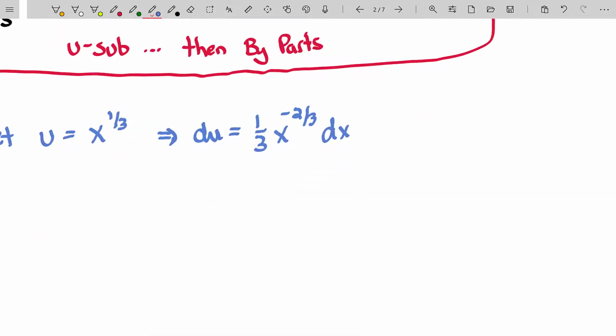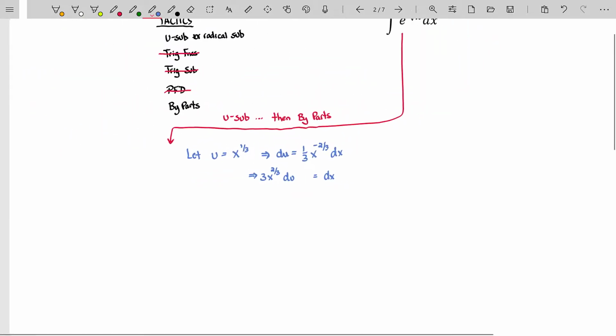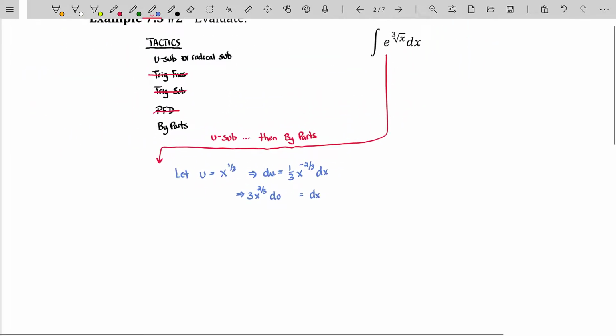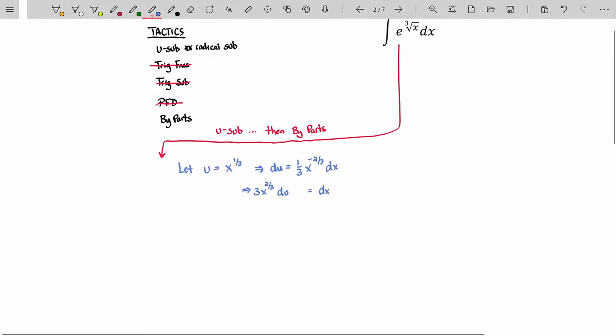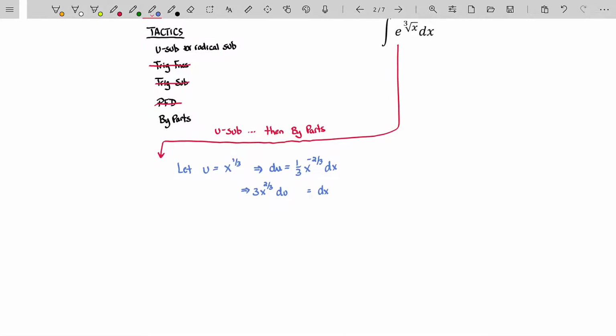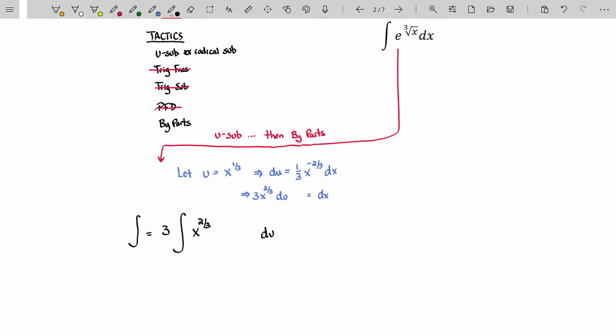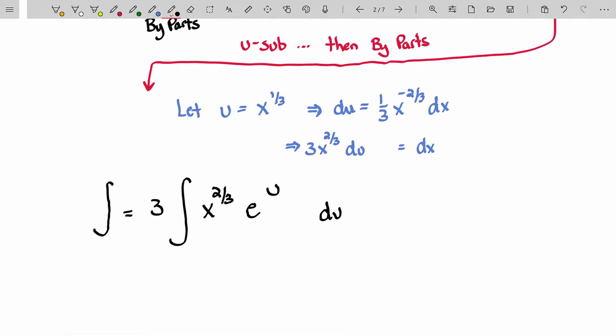So I'll isolate that dx, and that's what I'm going to trade out the dx for, is the 3x to the 2/3 du. Let's go ahead and do that now. There we go. Our integral becomes 3 times the integral of x to the 2/3 du. That's what dx trades out for. And we have e to the u. But it should be somewhat obvious that u squared is going to be x to the 2/3.